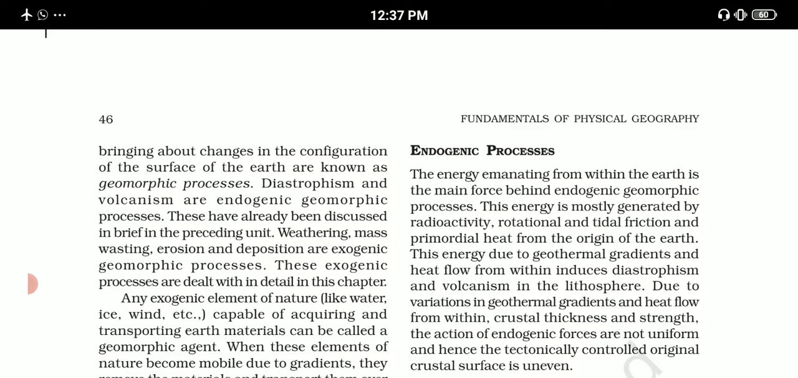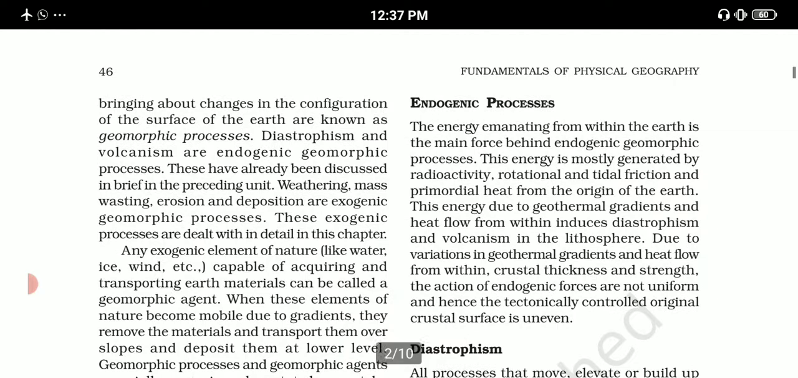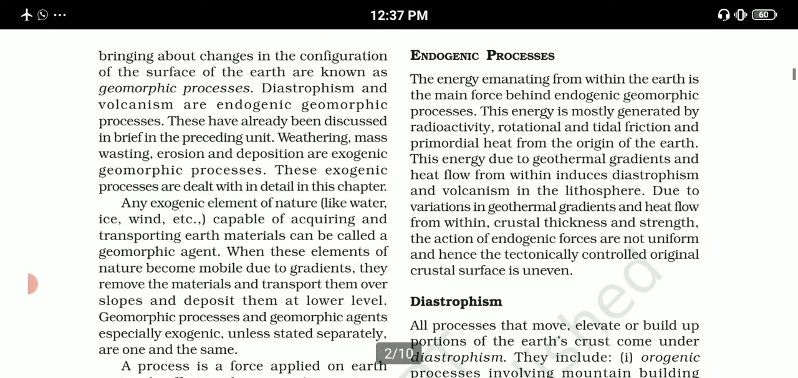Okay, so the geomorphic agents that we have, three in exogenic elements: water, ice and wind. When these elements become mobile due to the gradients, they remove the materials, transport them on the slopes and deposit them on the lower-level side. These geomorphic processes and geomorphic agents, especially exogenic, unless treated separately, are one and the same.